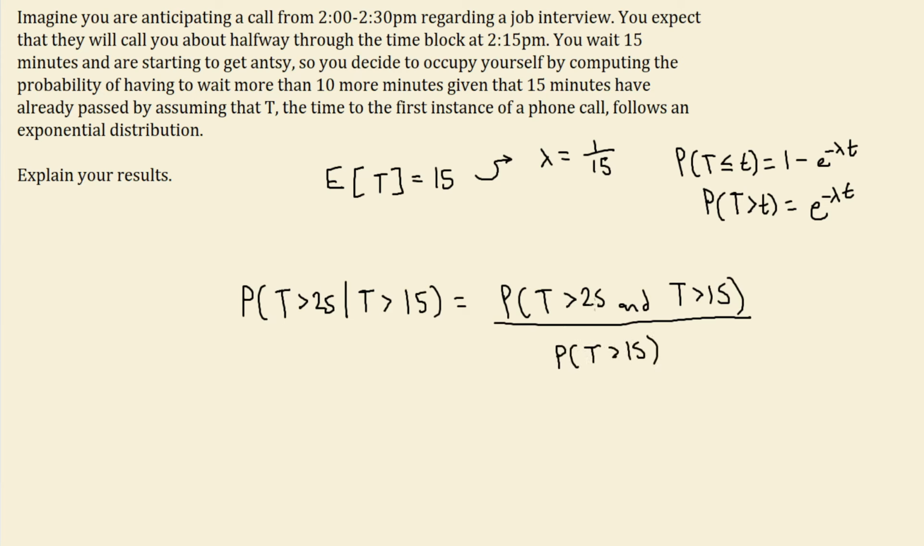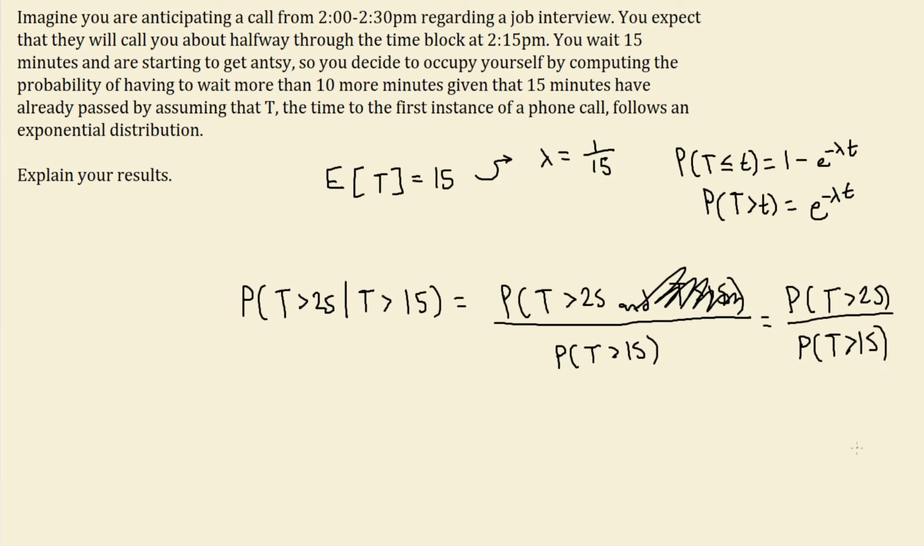But here, if you notice in this numerator, the probability of t being greater than 25 and t being greater than 15, this is exactly the same as the probability of t being greater than 25, because this entire statement is only true if both of these statements are true. And if this statement is true, then this statement's always true. And so we could just completely ignore this. It's actually extraneous information. And then this becomes equal to the probability of t being greater than 25 divided by the probability of the time having to wait being greater than 15.